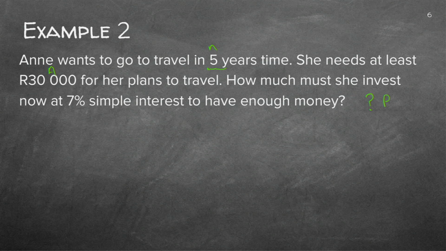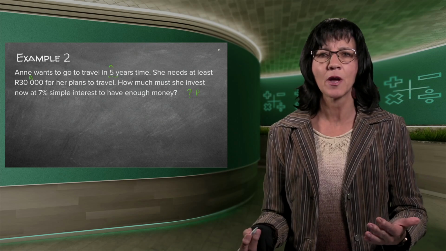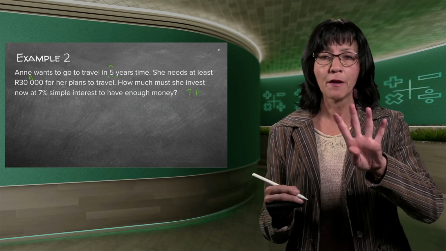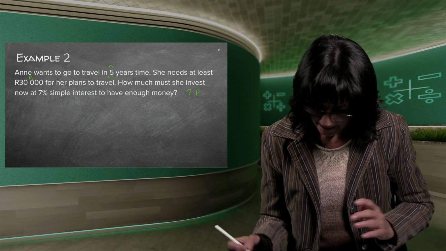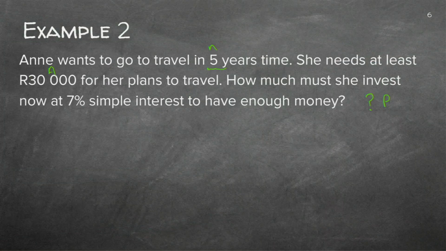So you can see, as I read, I just summarize, because when I'm done, I'm supposed to have 4 things written down. So let's just check. How much must she invest now at 7% simple interest? Again, it's in the percentage format, which I do not like, but we'll change it just now. But let's check. I've got 1, 2, 3 pieces of given information. There's my fourth one, and that is the one that they're asking.